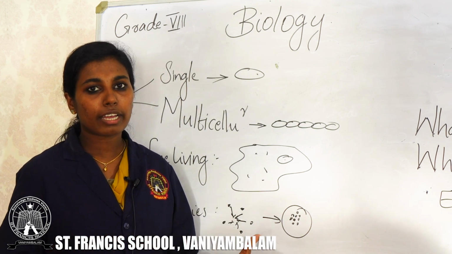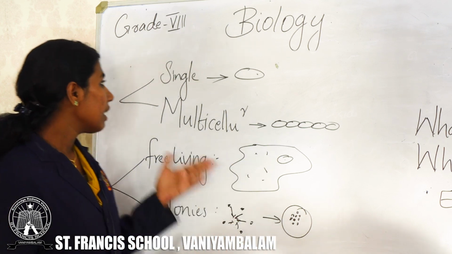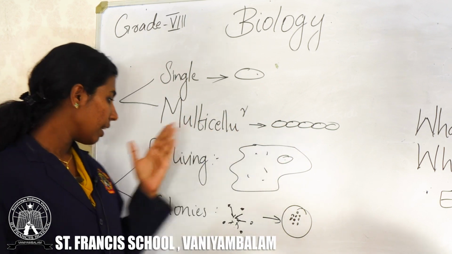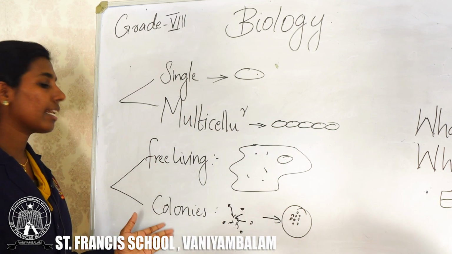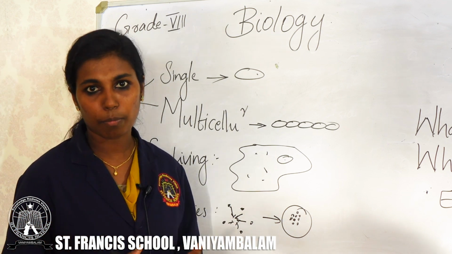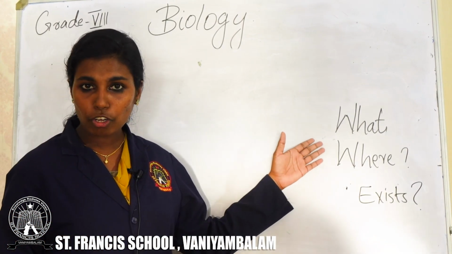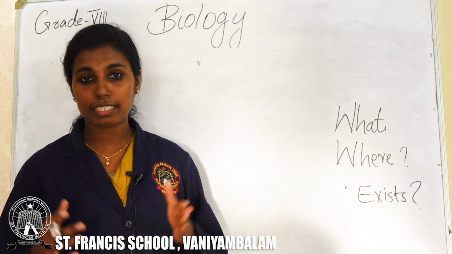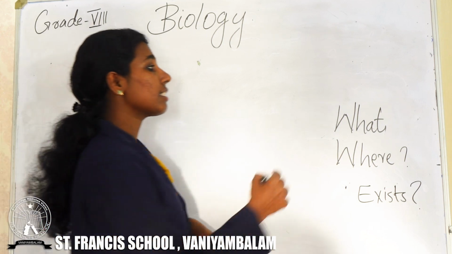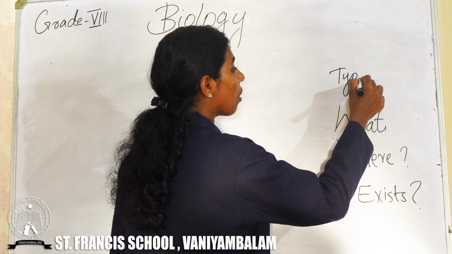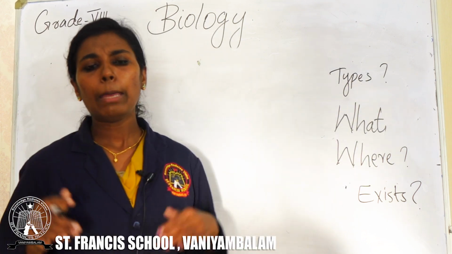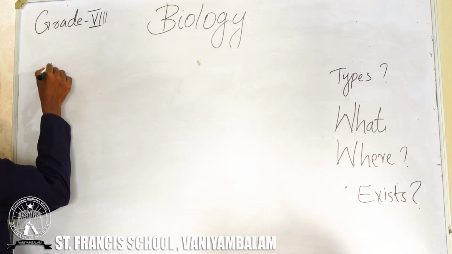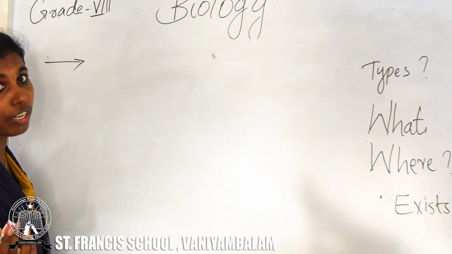We discussed microorganisms can be present everywhere. They may be single cellular or multicellular. They may be free living or seen as colonies. Hope you clear this topic. We discussed what microorganisms are, where we can see them, and how they exist in nature. Now we are going to discuss different types of microorganisms. Mainly there are 4 types of microorganisms. Do you know which are the 4 types?